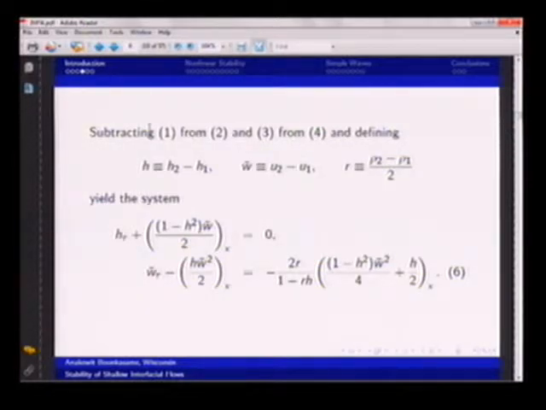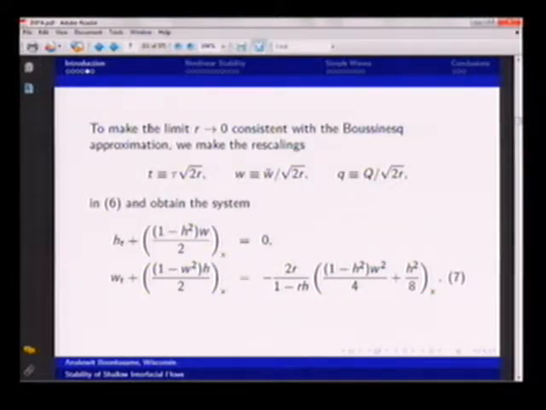Well, what do we do? We make some rescalings, this 3. And we have a system that looks like this. Okay? And you notice that I moved the buoyancy term to the left side of the equation now. And it's not affected by R equal to 0. Okay? That system will be our main system today. And I'm going to just call it system 7.